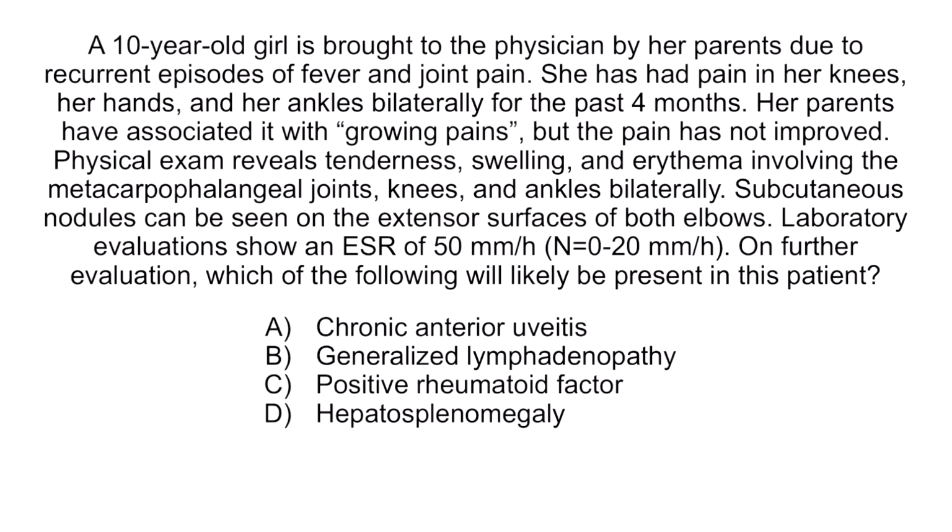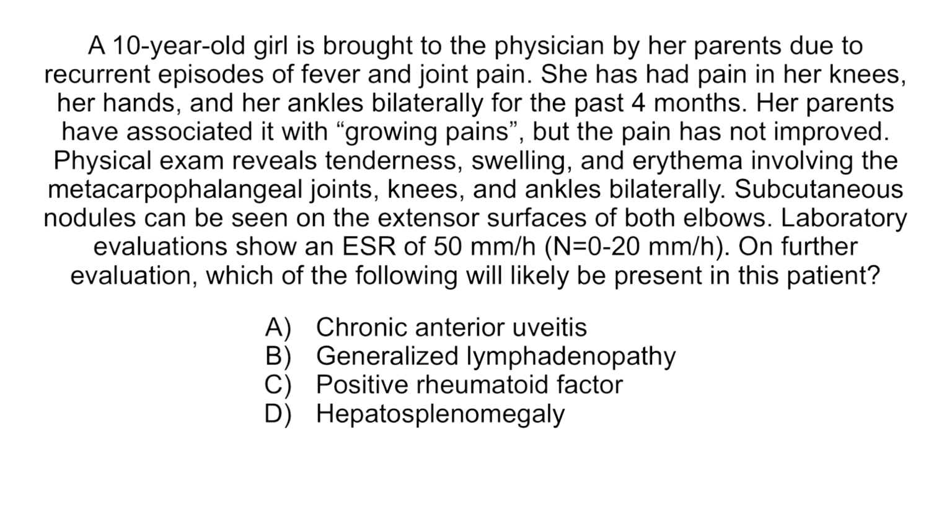A 10-year-old girl is brought to the physician by her parents due to recurrent episodes of fever and joint pain. She has had pain in her knees, her hands, and her ankles bilaterally for the past 4 months. Her parents have associated it with growing pains, but the pain has not improved. Physical exam reveals tenderness, swelling, and erythema involving the metacarpophalangeal joints, knees, and ankles bilaterally. Subcutaneous nodules can be seen in the extensor surfaces of both elbows.